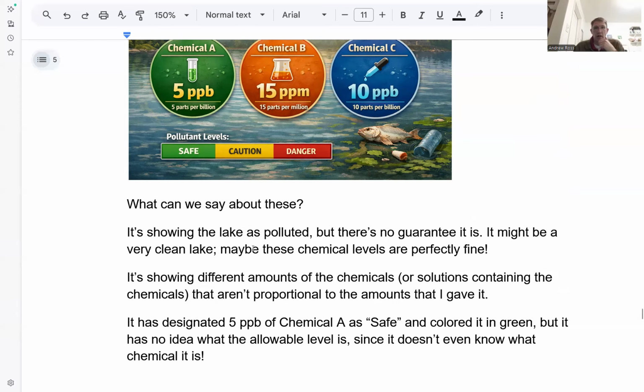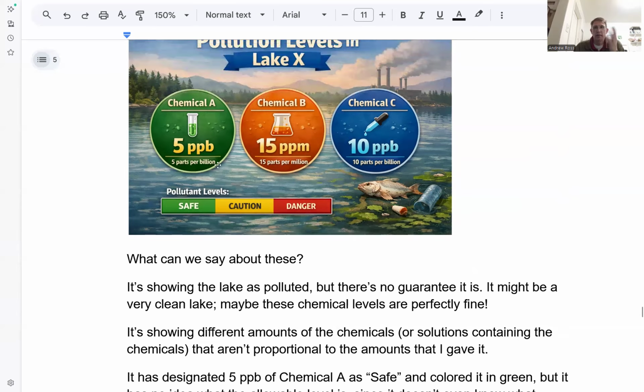I don't know. It's showing different amounts of chemicals or solutions containing the chemicals that aren't proportional to the amounts I gave it. Like this beaker or whatever looks like a lot more than three times this one, considering how in three dimensions it would be rounder around the back. And this 10 looks like a lot less than this 5 somehow.